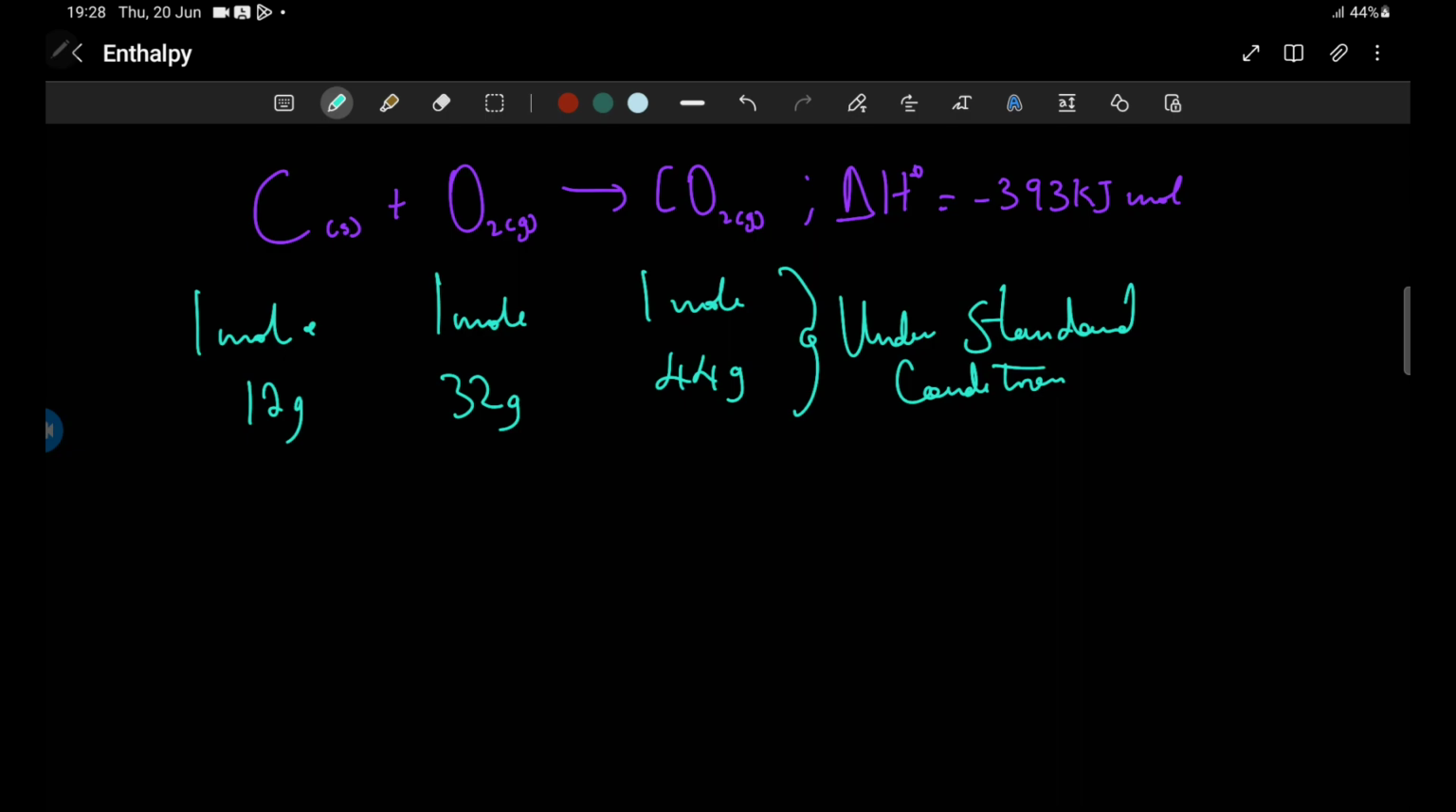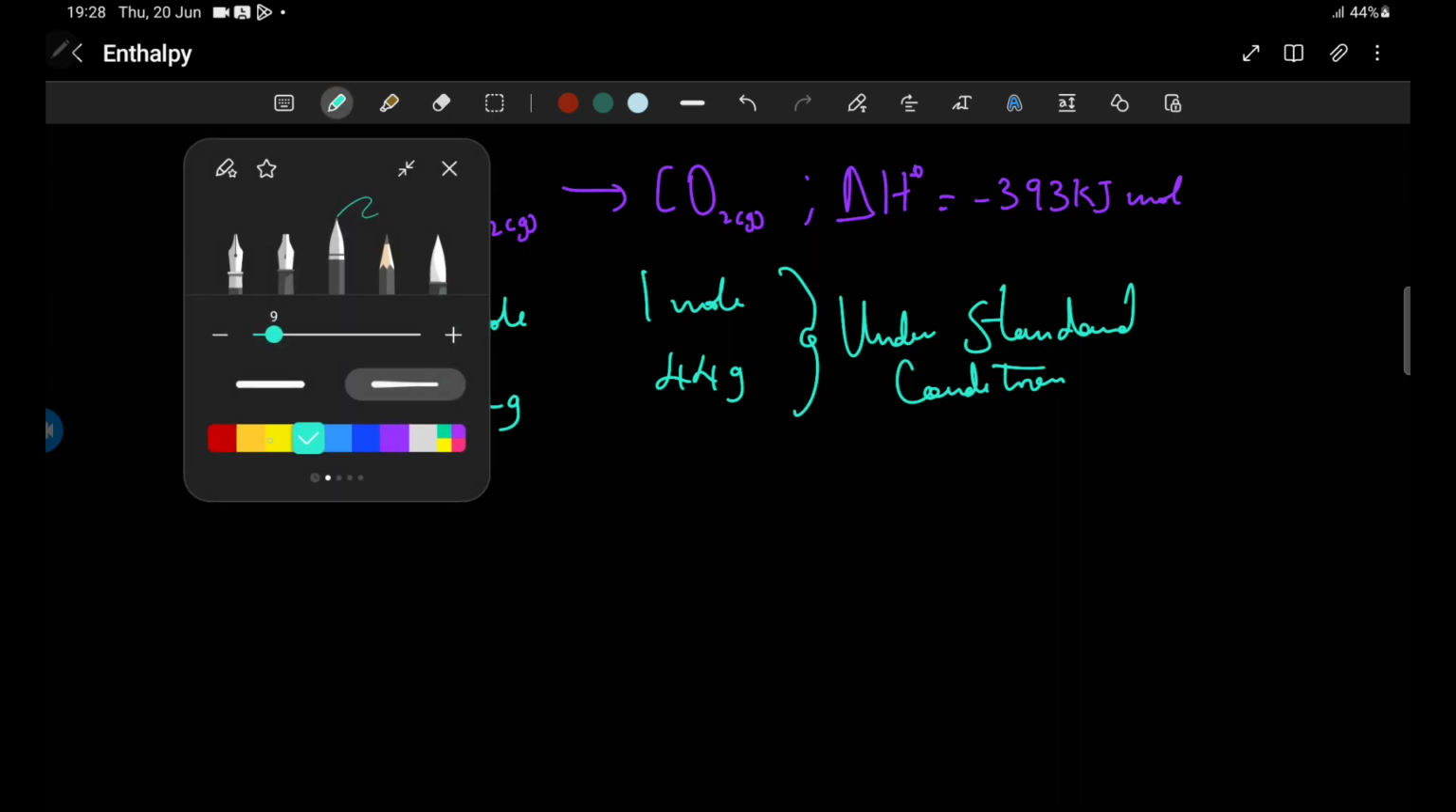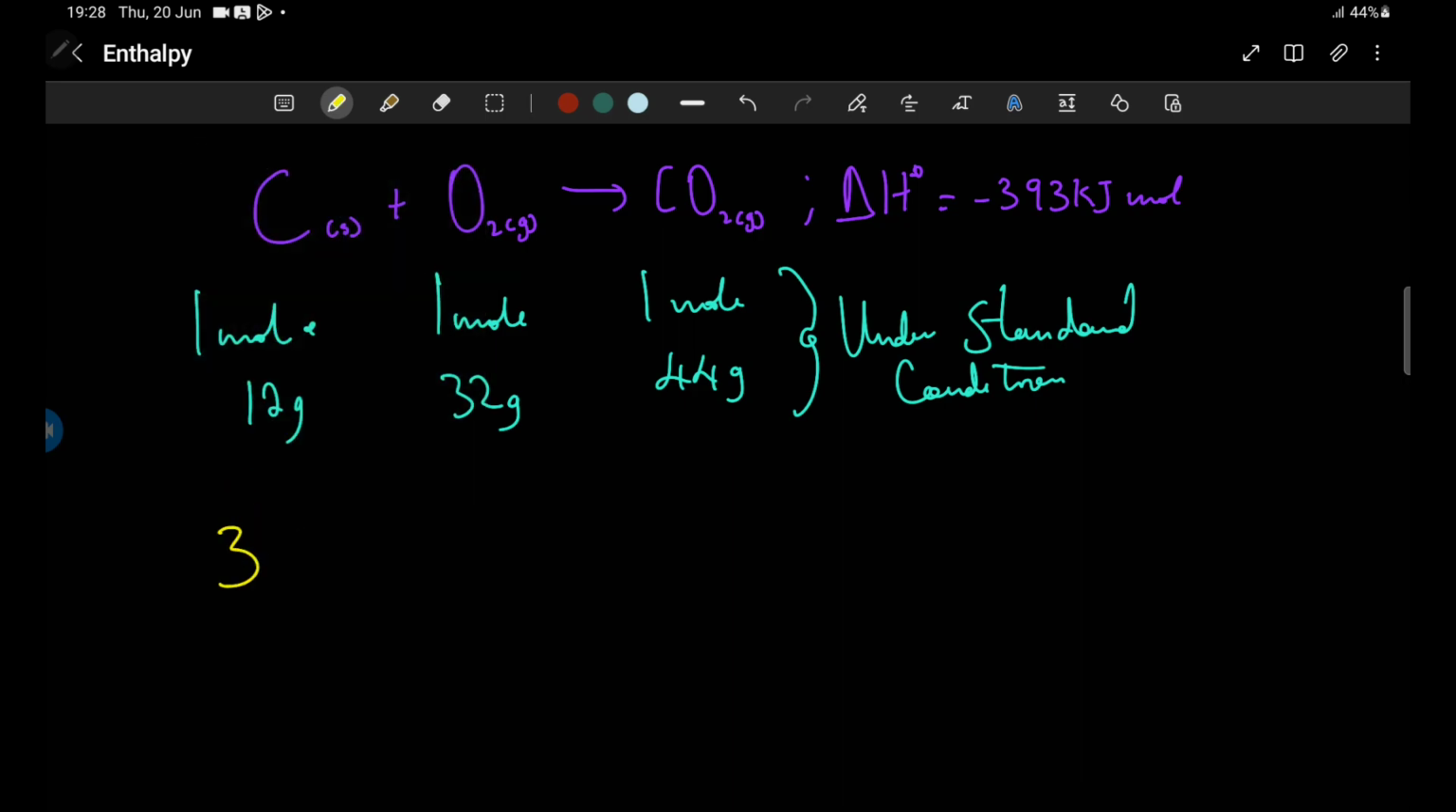then 393 kilojoules of heat is liberated to the surroundings. So that's the interpretation of what you have there.